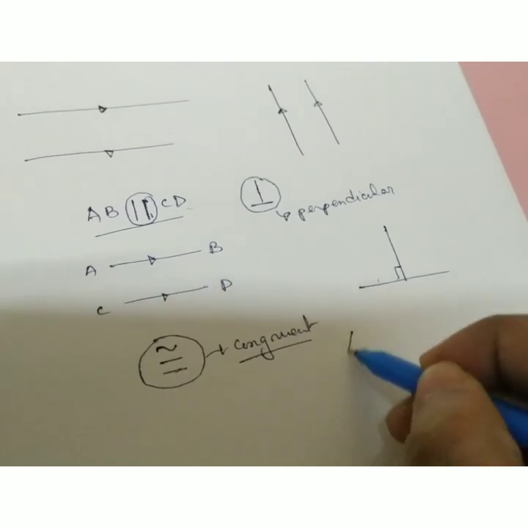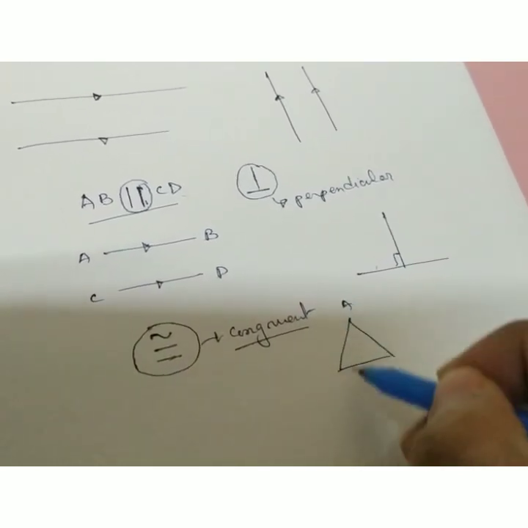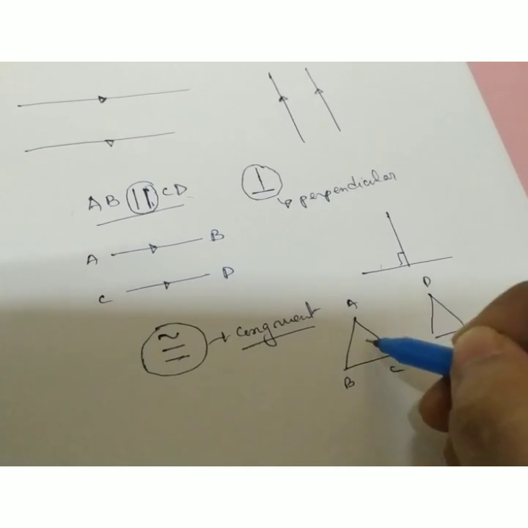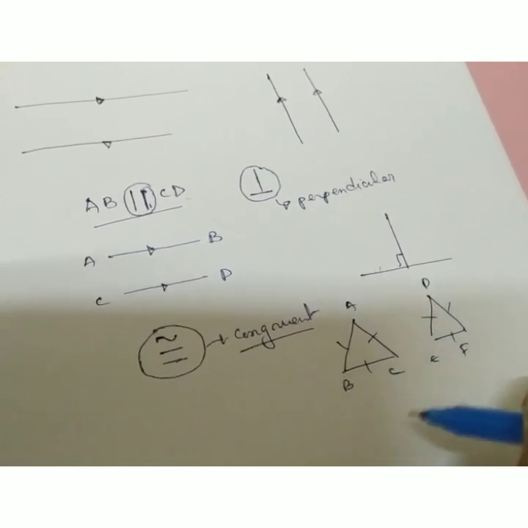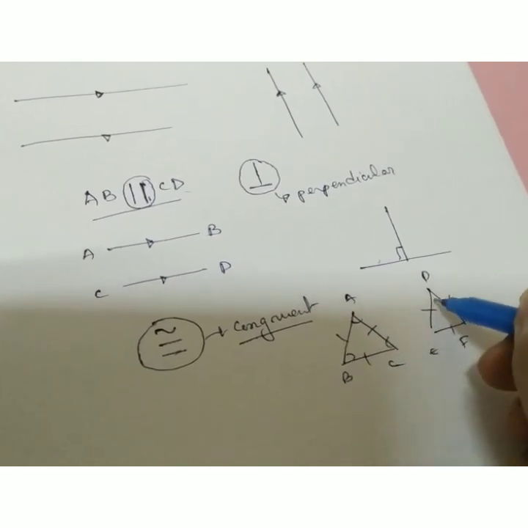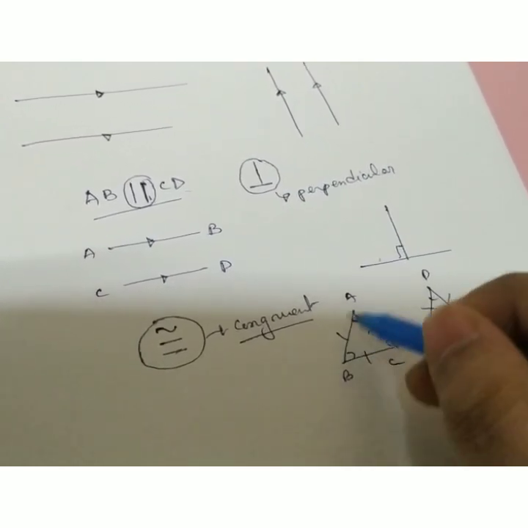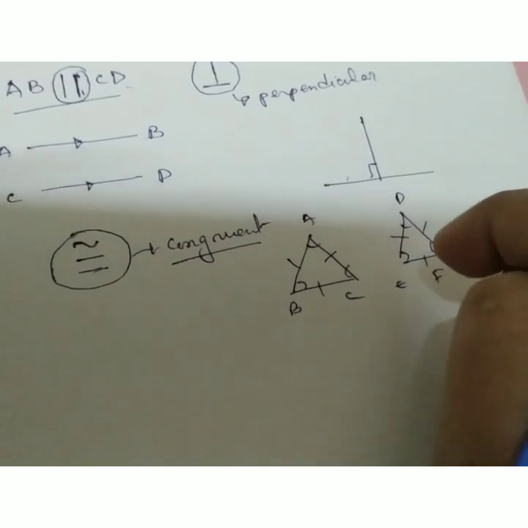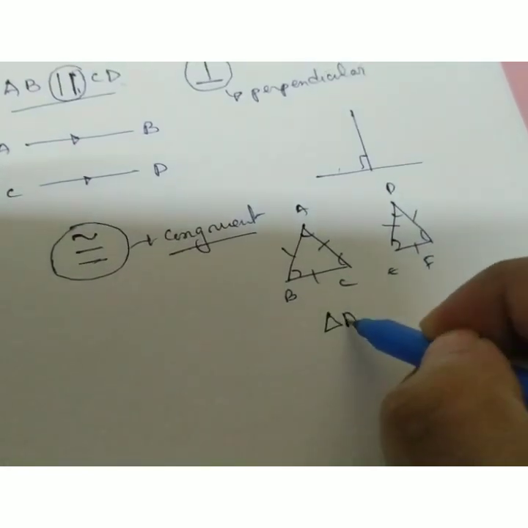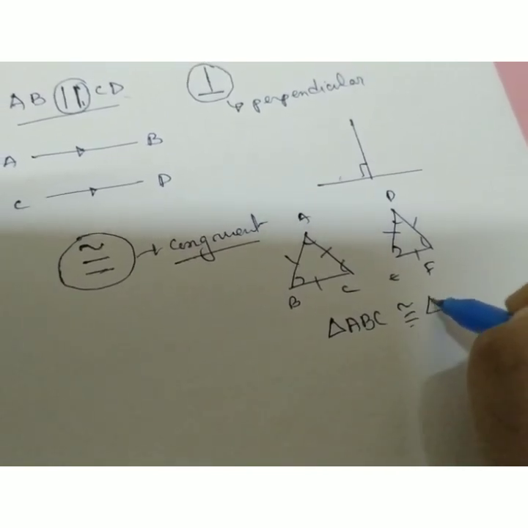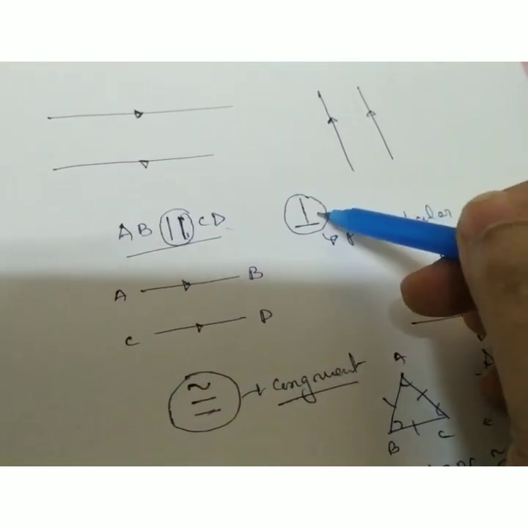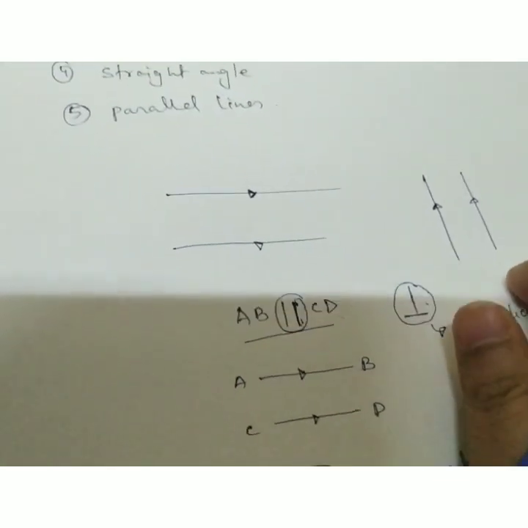The congruent sign is usually used when, suppose I have two triangles, ABC and DEF, for example. If all the sides and all the angles of triangle ABC are exactly equal to all the sides and angles of triangle DEF, then we can say that triangle ABC is congruent to triangle DEF. So these are all the basics. So this means parallel sign, this is perpendicular sign, this is congruency sign. Remember this.